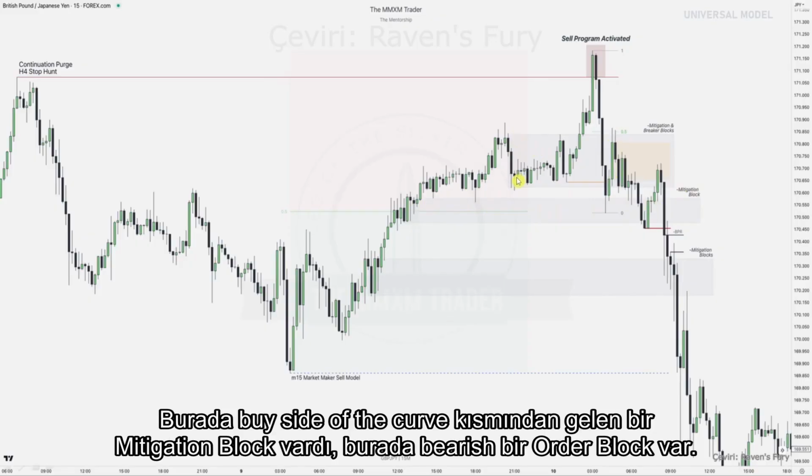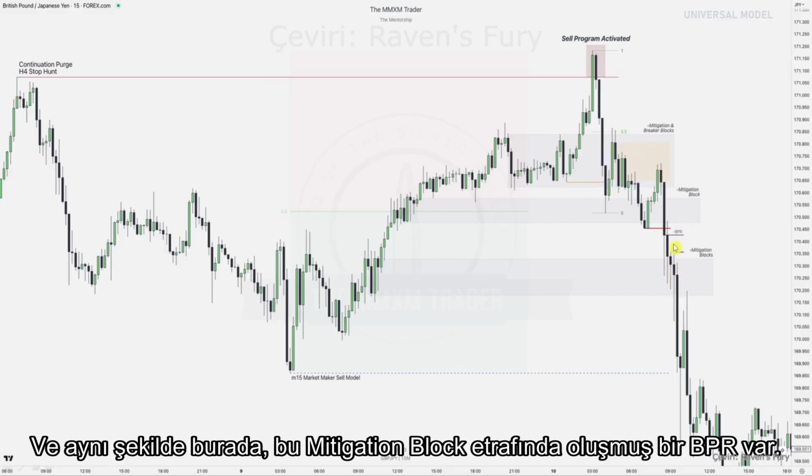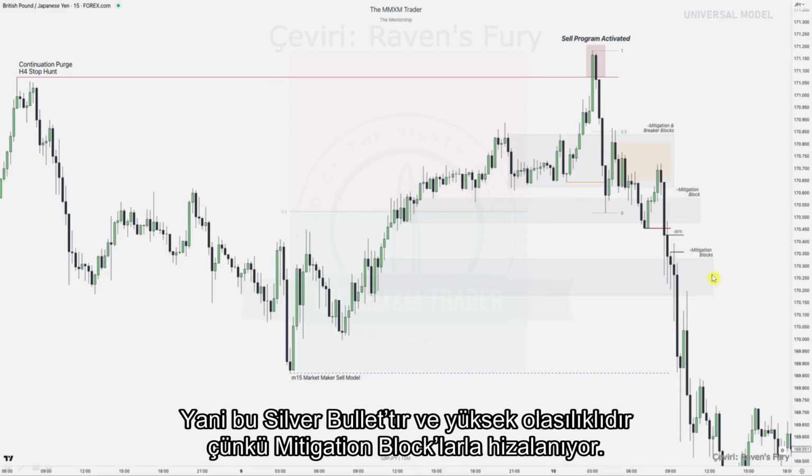Over here we had this mitigation block from the buy side of the curve, now having a bearish order block over here, and then the same over here we have that BPR formed around this mitigation block, and we can say this is the silver bullet and it is high probability because it's lining up with those mitigation blocks.